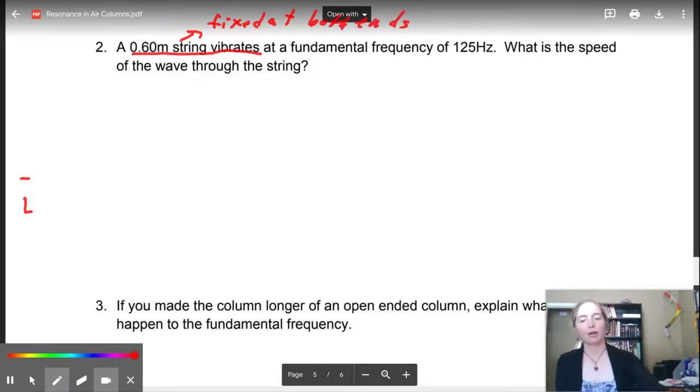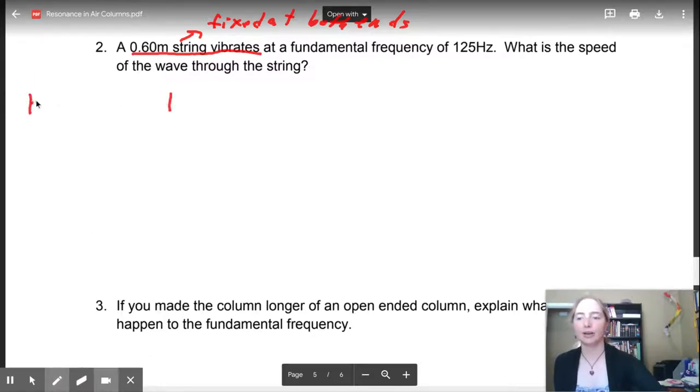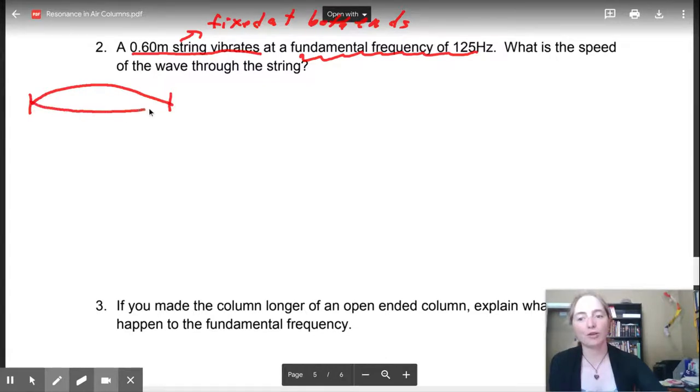There we go. So let's draw this. There's the fixed ends, there's your guitar string. And once again, fundamental frequency of 125 hertz. If we have a fundamental frequency, that means it is going to be the longest possible wavelength, the largest wavelength or the lowest frequency that this is going to be able to vibrate at. Remember that when you have something vibrating with fixed ends, you have a node on either side. So it has to look like that for the fundamental frequency.